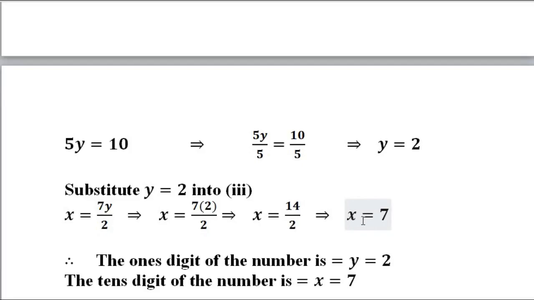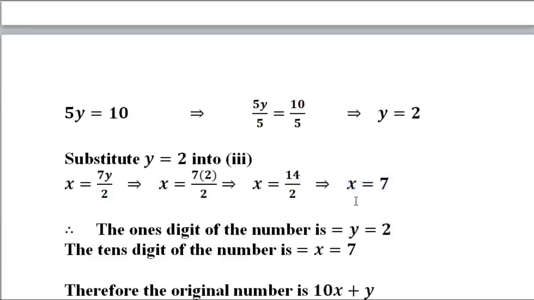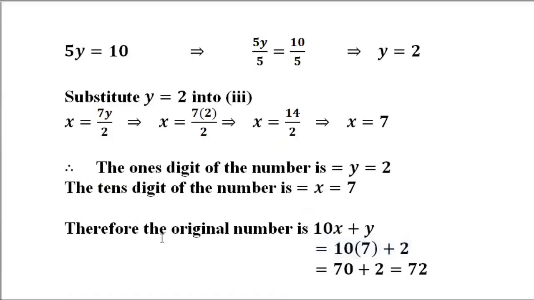So x equals 7. Now that we have found the values for the variables x and y, the ones digit of the number which we assumed as y is 2, and the tens digit of the number which we assumed as x is 7. Therefore, the original number is 10x plus y. By putting the values of x and y in this expression, we get 10 into 7 plus 2. Since 10 times 7 is 70, and 70 plus 2 is 72. This is the required number.